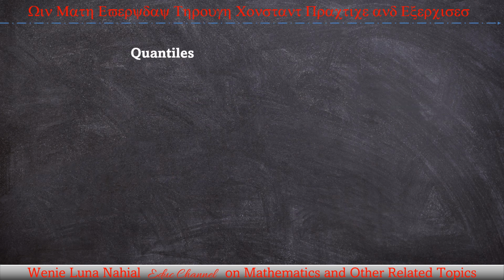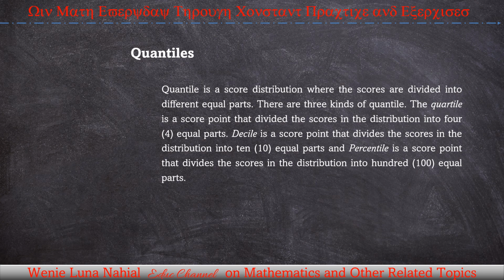Now, let's have quantiles. Quantile is a score distribution where the scores are divided into different equal parts. There are three kinds of quantile. The quartile is a score point that divides the scores in the distribution into four equal parts. Decile is a score point that divides the scores in the distribution into 10 equal parts. And percentile is a score point that divides the scores in the distribution into 100 equal parts.